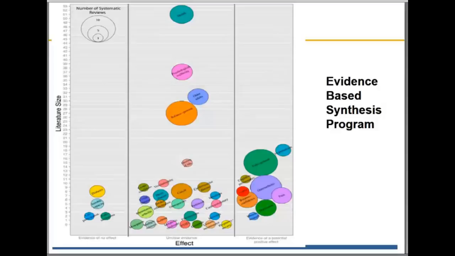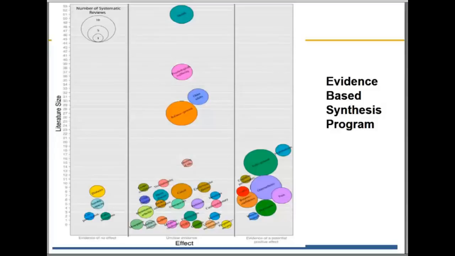And then they have a vertical axis which corresponds to literature size. So that's the number of articles, impact evaluations, there are in the reviews of that particular intervention subcategory. So whilst they don't synthesize or map the individual studies, they do tell you how big this literature is, which is quite a useful thing to know.